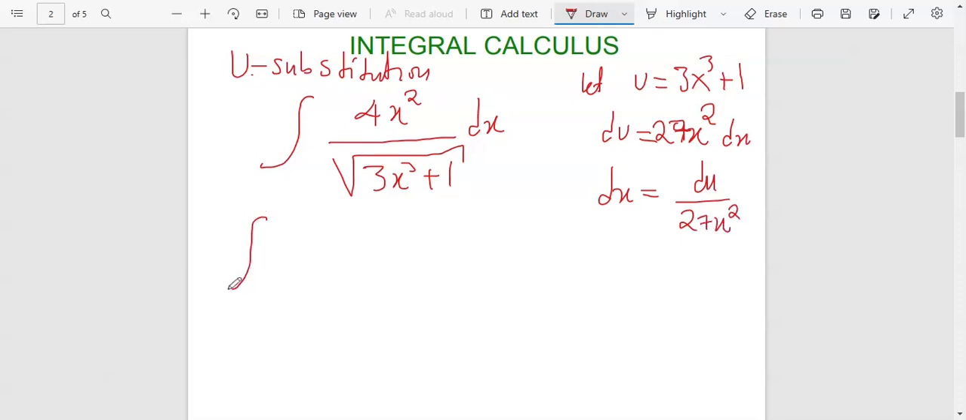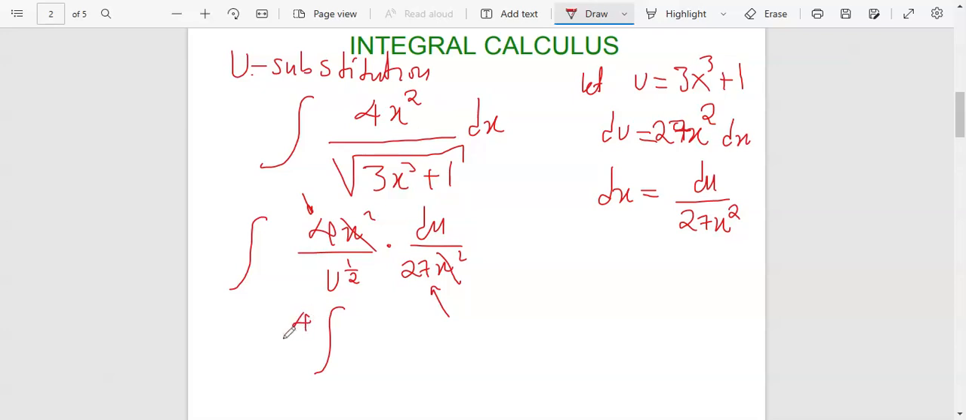I can now come here. This is going to be the integral of 4x squared divided by, where there was 3x cubed plus 1, I'm going to put u. But remember, it was square root, and we know square root is the same as power half. And then where there was dx, I'm going to put du divided by 27 x squared. So see that this x squared will cancel with this x squared. So we are going to remain with integral. Now on top here I've got a 4, down I've got a 27. So I'll bring that because the constant outside, 4 over 27. And then we'll just remain with u to the power half in the denominator.